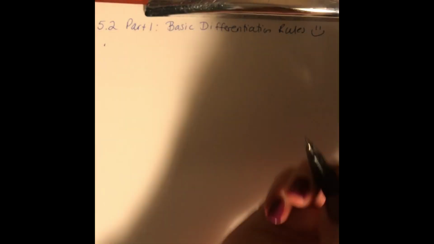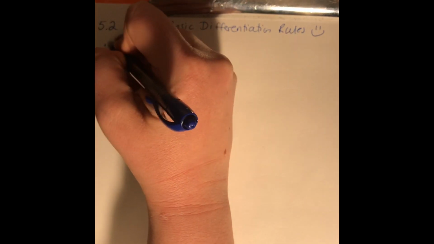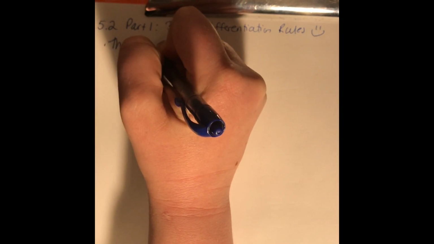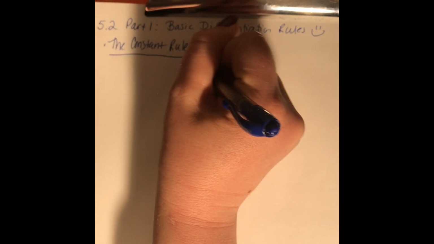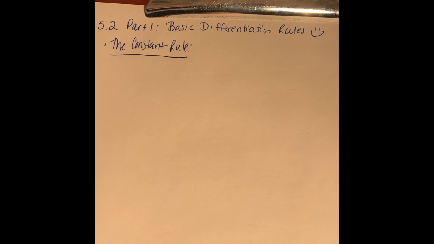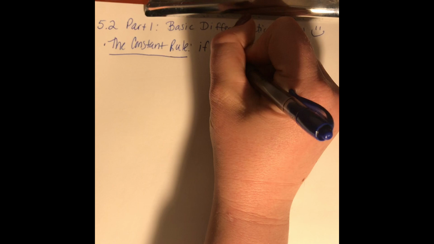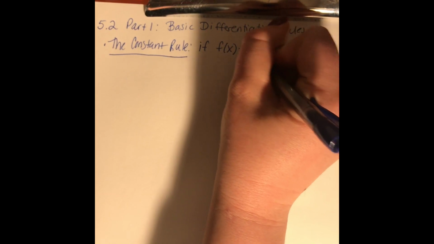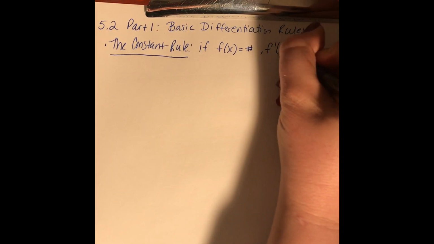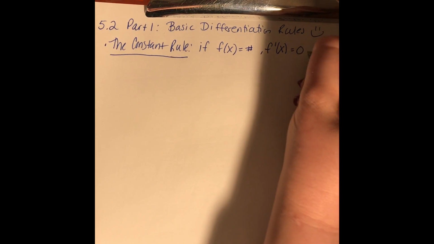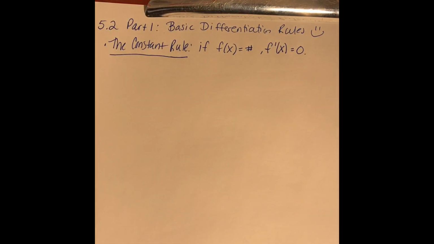All right, so our first rule, okay, it's called the constant rule. And what that is going to tell us is if we have a function, f of x, equal to a real number, such as 5, 7, negative 10, whatever, then f prime of x is always going to be 0. All the time, no matter what.